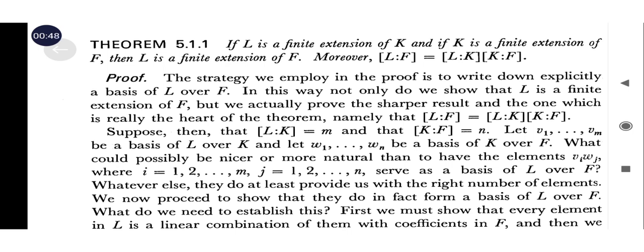Proof. Before we start the proof, we just recall the definition of finite extension. A field K is said to be a finite extension of F, then it must satisfy two conditions. First one, F must be a subset of K, and F must be a subfield of K. Now we go to the proof.